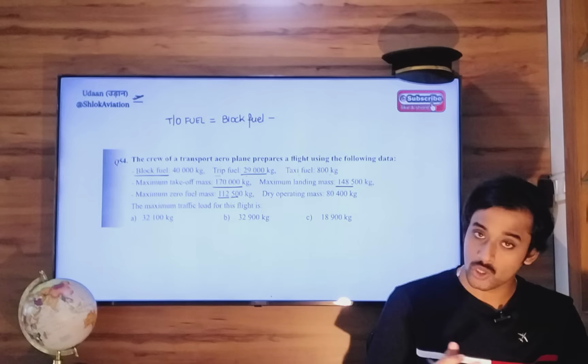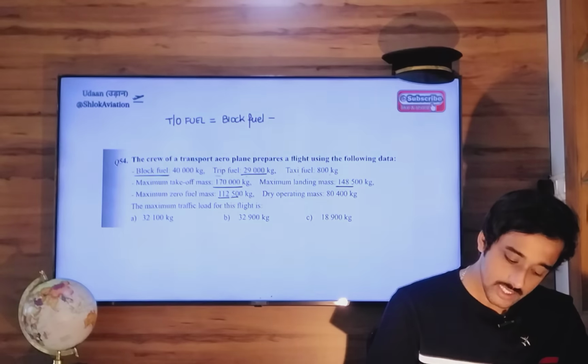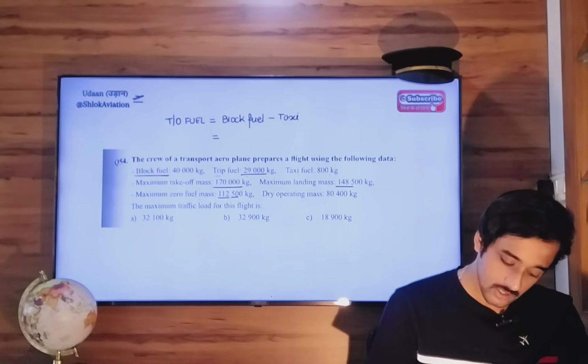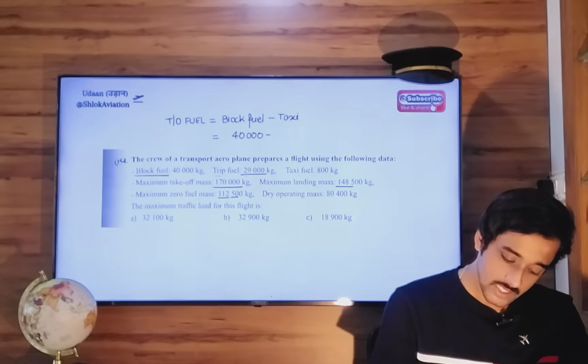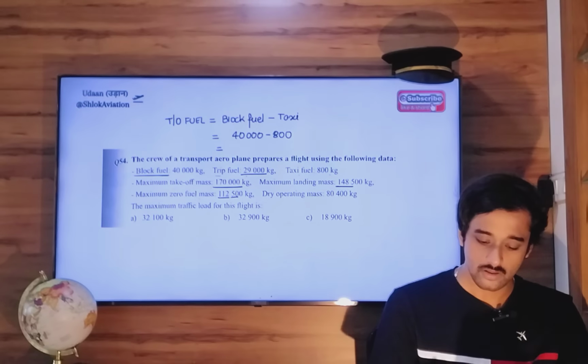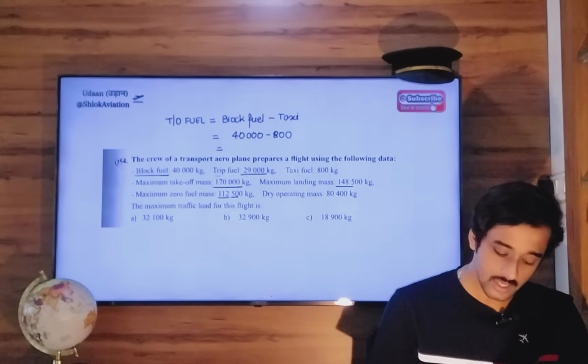From that total fuel, you are going to subtract taxi fuel. So 40,000 minus 800, okay, 39,200.